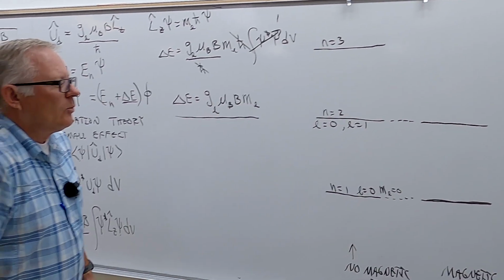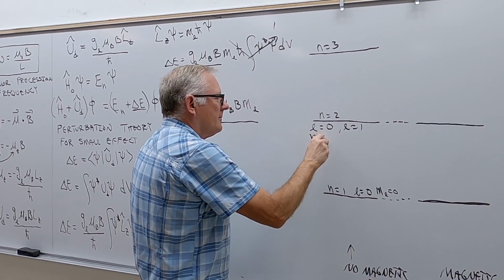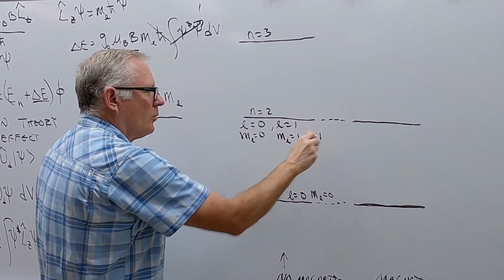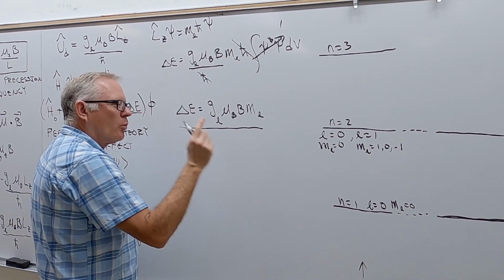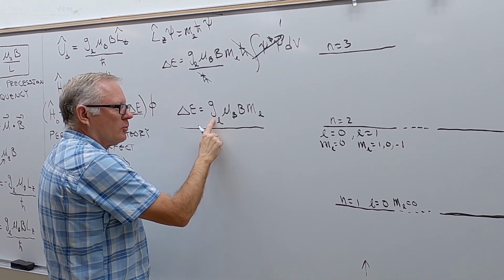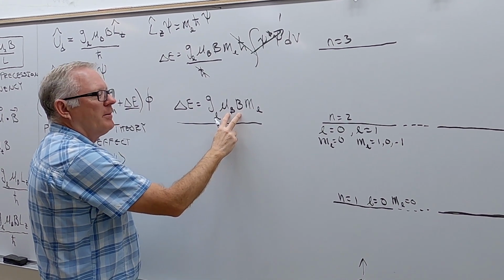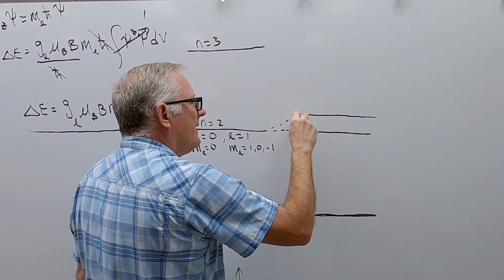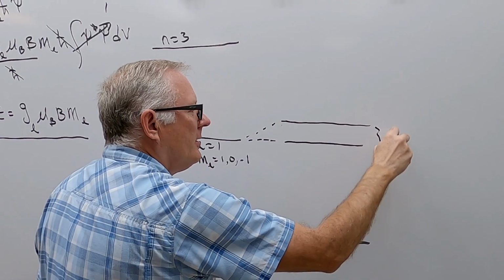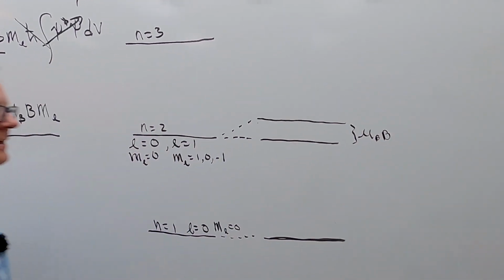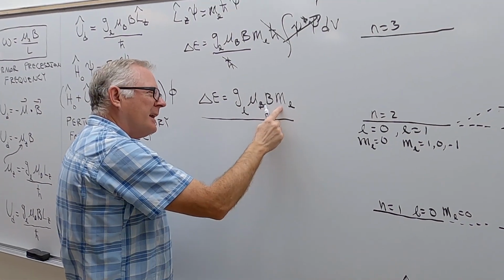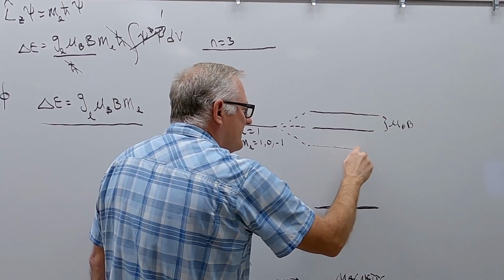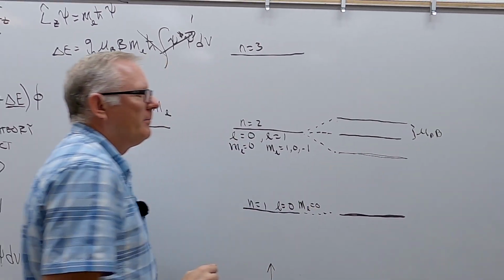But because m sub L can only be 0 here, m sub L is 0. Over on this case, m sub L can be 1, 0, or minus 1. So when it's 1, it shifts up by mu B B. So it's going to shift up right here, and this difference right here would be mu B B. And when m sub L is minus 1, it's going to shift down by mu B B. These gaps would be exactly the same right here, so it'd be mu B B.